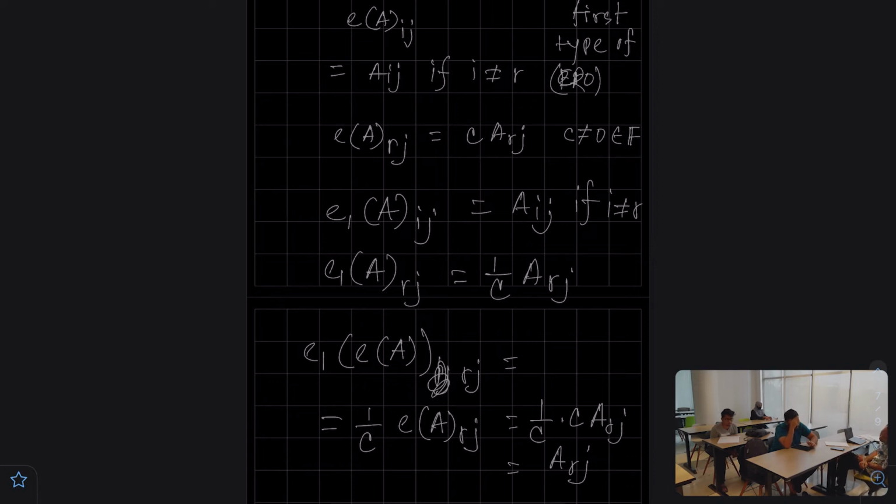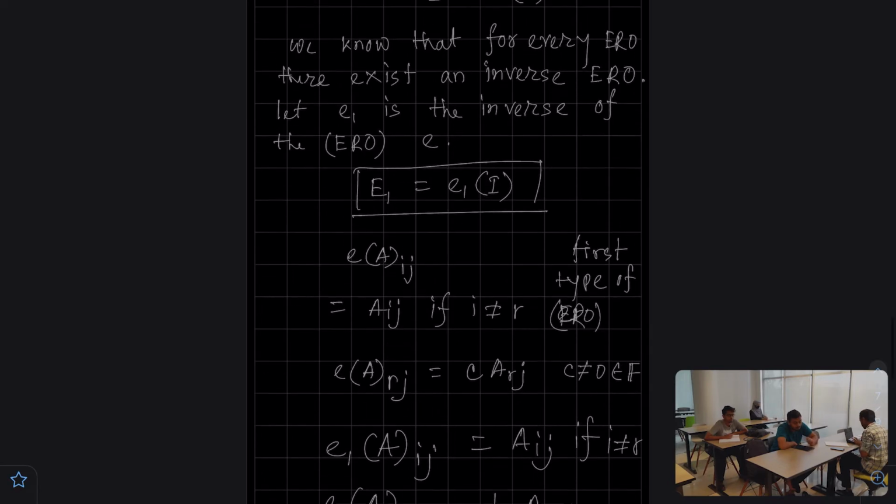Is that okay with you? Okay, so that means this definition actually makes sense, right? So we are starting from this E equals E(I), where E is the original elementary row operation. And we know that E is an elementary matrix, and an elementary matrix can be found by applying the ERO just one time on the identity matrix, right? Then this definition follows from the definition of the elementary matrix.